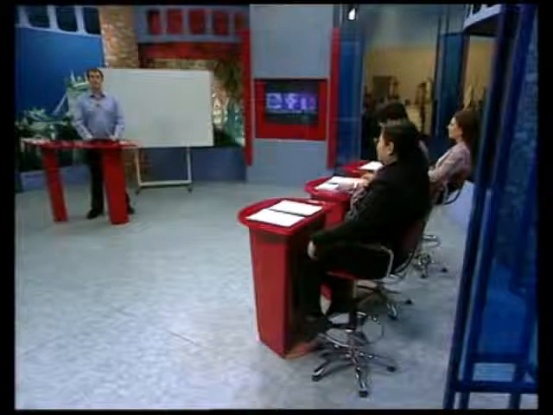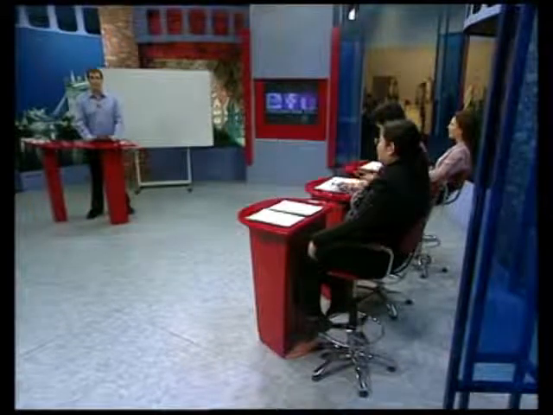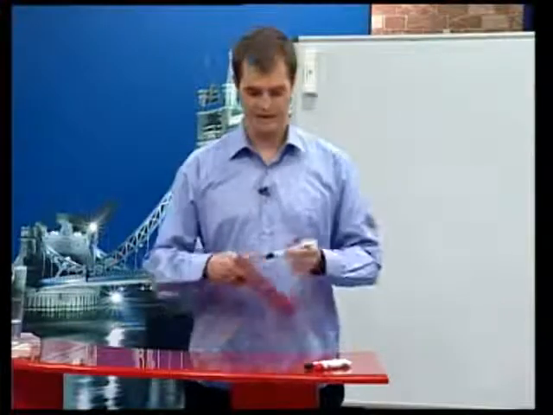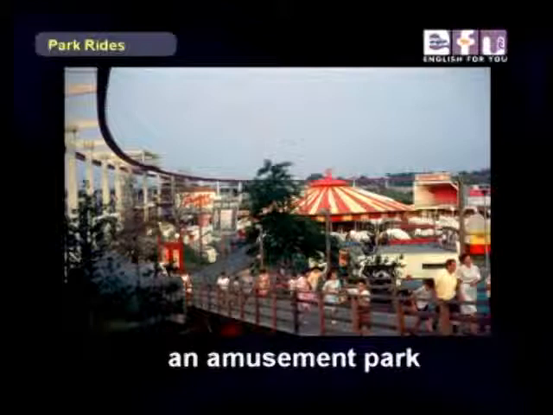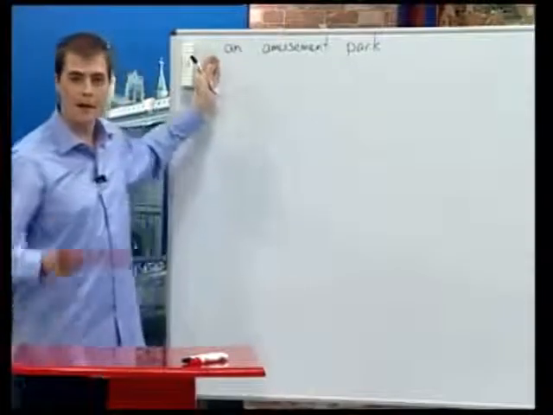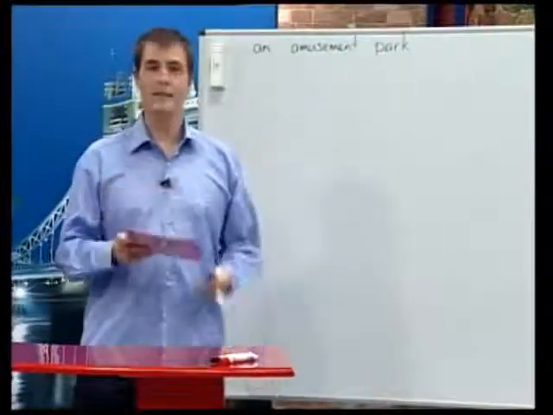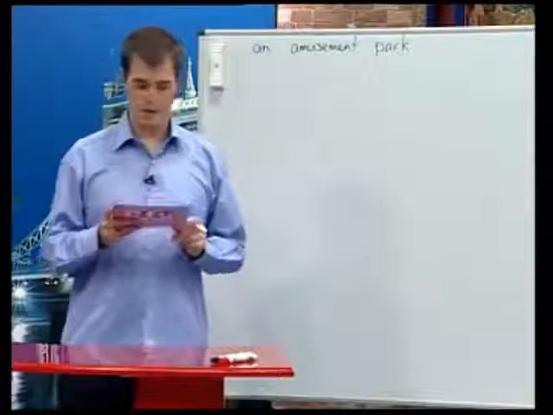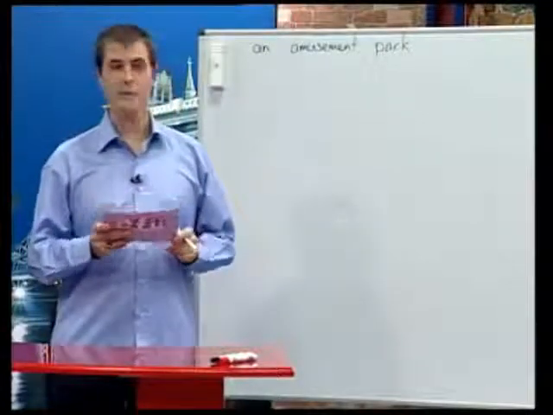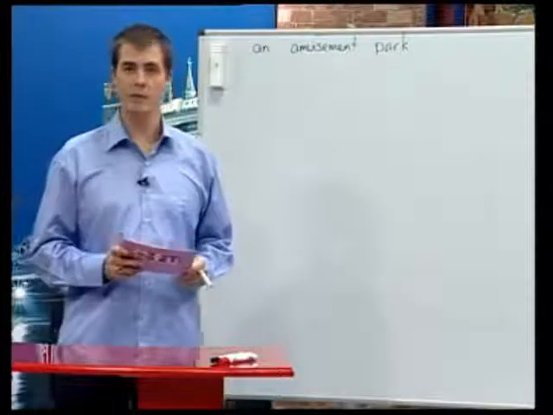Hello. Today we're going to review gerunds and learn negative gerunds, and then we're going to study infinitives. But first, let's learn some new vocabulary. An amusement park is a large park with many special machines you can ride on. There are also many games that people can play to win prizes.